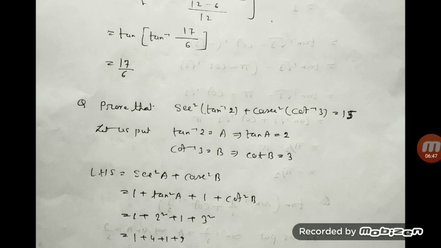After that you see the next question, this is not from your textbook. Sec square tan inverse of 2 plus cosec square cot inverse of 3 is equal to 15. Here also, as I told you, if a standard value is there, use the formula directly. If not a standard value, substitute. This is not a standard value, so we substitute.